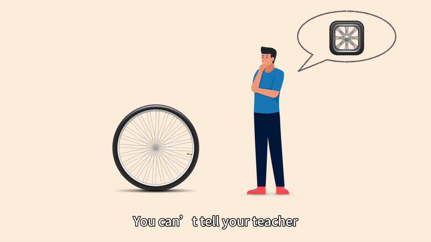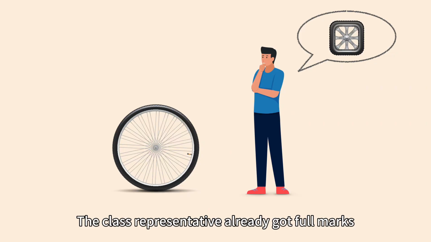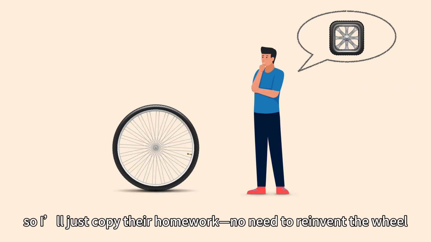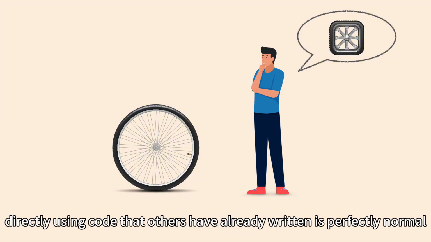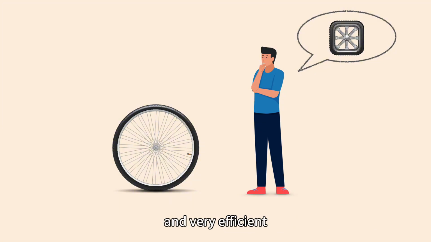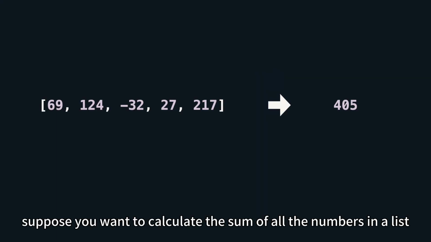You can't tell your teacher, "The class representative already got full marks, so I'll just copy their homework. No need to reinvent the wheel." But when writing code, directly using code that others have already written is perfectly normal and very efficient. For example, suppose you want to calculate the sum of all the numbers in a list.